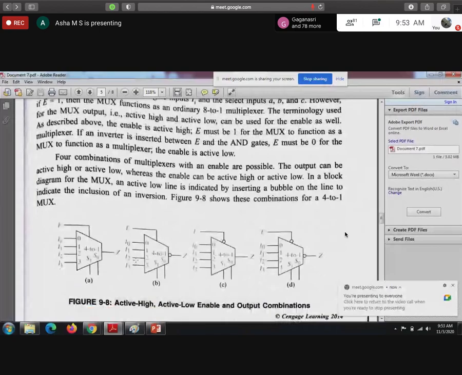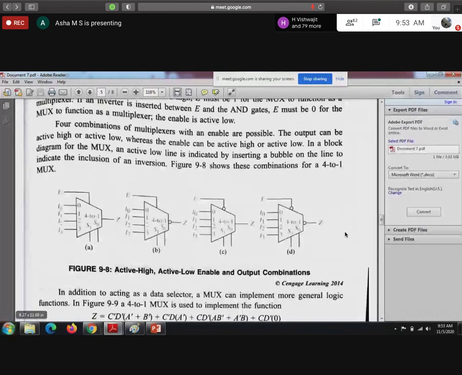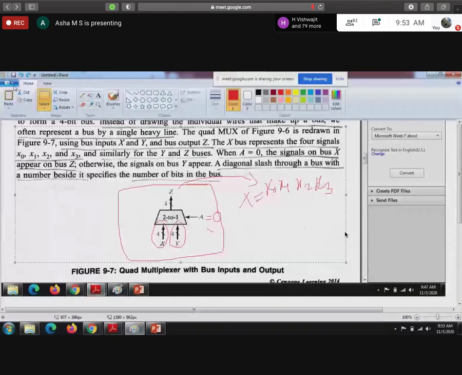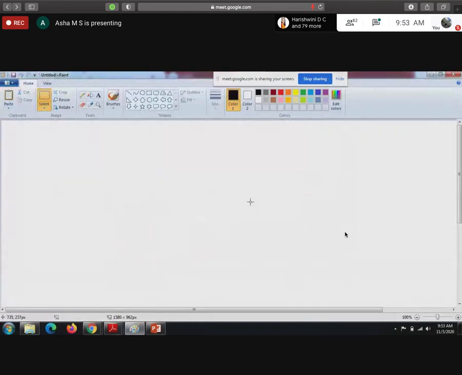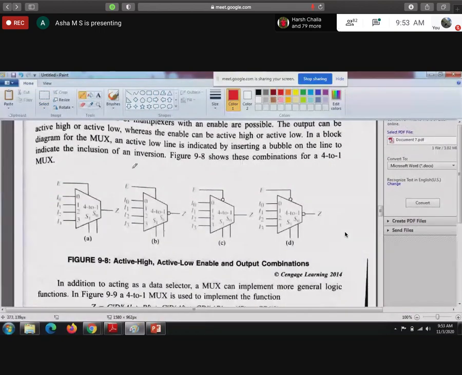Next we have the multiplexer with the extra input called enable. Here you can see the 4:1 mux. This is a 4 to 1 mux, correct? So one output, four inputs, and two selection lines. Can you see anything extra here? Is there anything extra here?